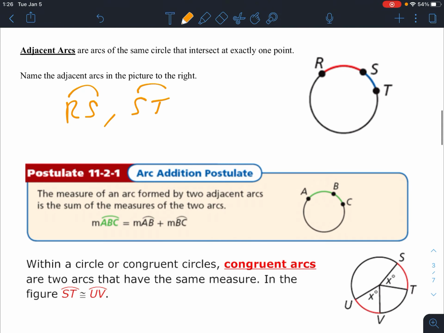And building off of that, we have the arc addition postulate, which says we can add two small arcs together to get a big arc. Okay, so building off of what we just did here, we could say the measure of arc RS plus the measure of arc ST must equal the measure of the big arc RT. So small arc plus small arc equals big arc.